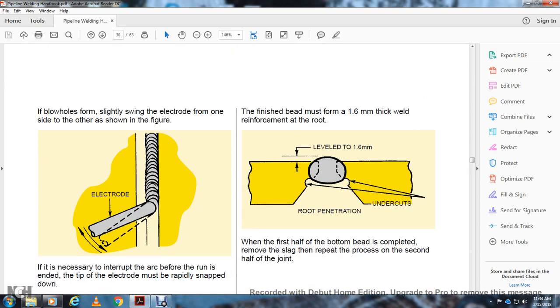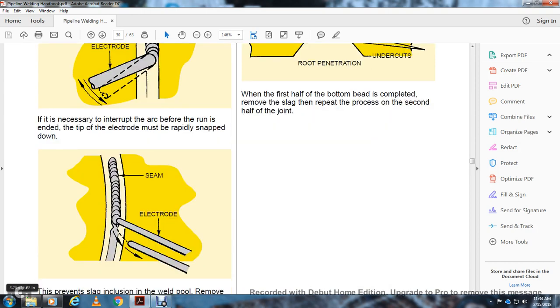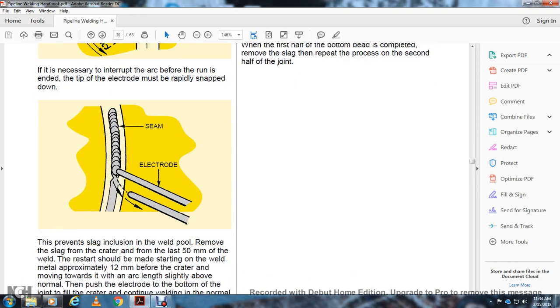If necessary, interrupt the arc by rapidly snapping the end of the electrode tip down, which prevents slag occlusion in the weld. Remove the slag from the crater at the end of the weld pool. The restart should begin approximately 12 millimeters before the crater.